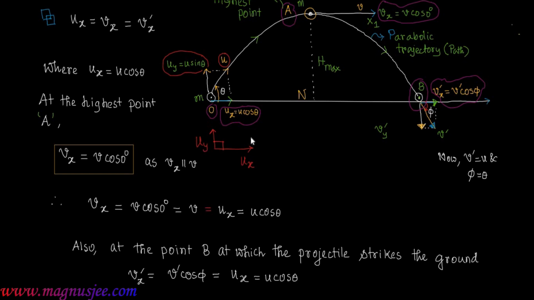And for the motion of the projectile thrown from the ground, the horizontal component of velocity remains constant because acceleration due to gravity acts downwards, and there is no component of acceleration due to gravity in the horizontal direction. That means there is no acceleration in the horizontal direction. That's why the horizontal component of velocity of a projectile remains constant.